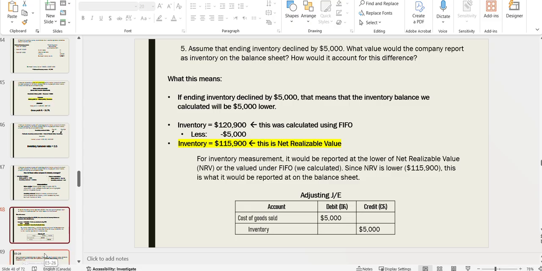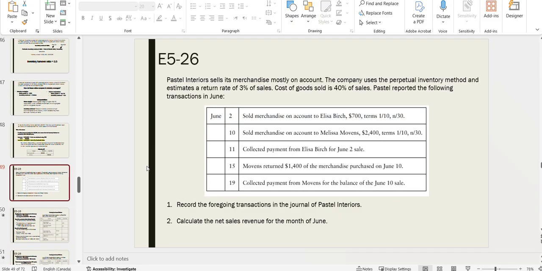Hope you got a good catch of this chapter. For your post seminar, you need to do question E526. This question has two parts, and you can work on your cost of goods sold of sale and rate of return, and you are working on your understanding of this chapter.